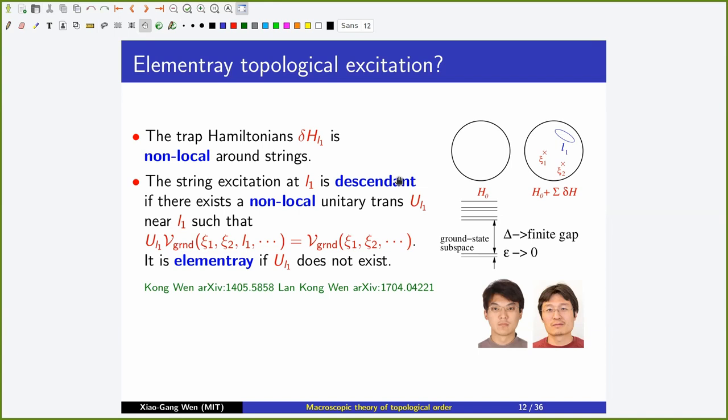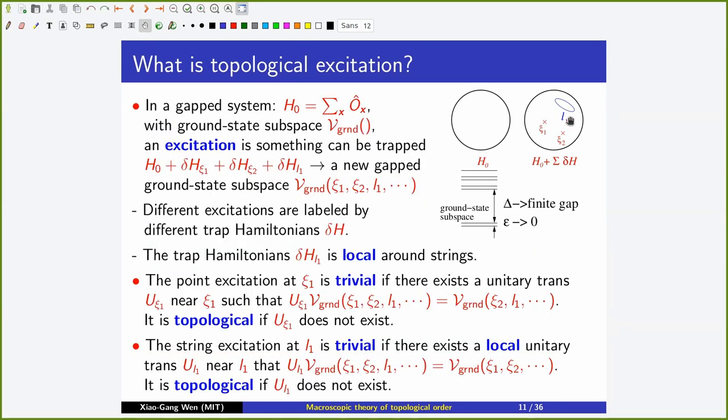But anyway, there are these two types of excitation. However, in two spatial dimensions, we don't need to worry about the string excitation, and we only need to worry about the point-like excitation. So most of the time in this lecture, we will not discuss string or membrane excitation. But here, I just want to say that in higher dimension, we need to discuss the string and the membrane excitation. And when we discuss string and membrane excitation, there's the distinction of descendant and elementary, and then there's a much richer structure. A lot of very rich structure.